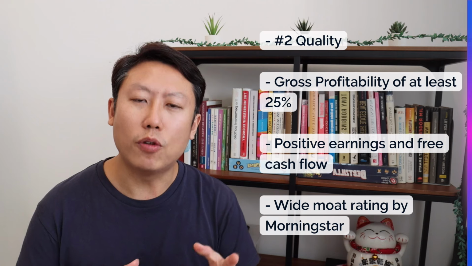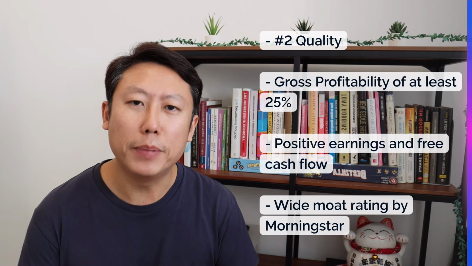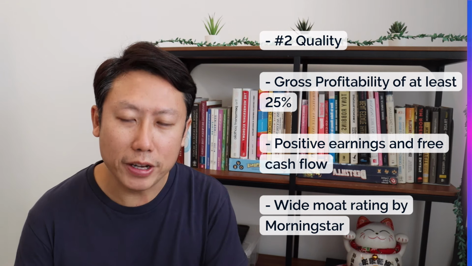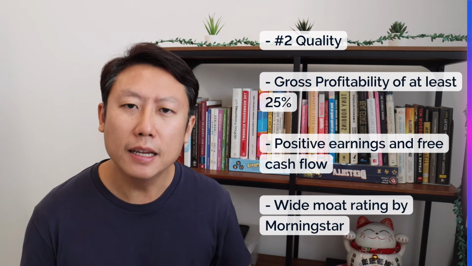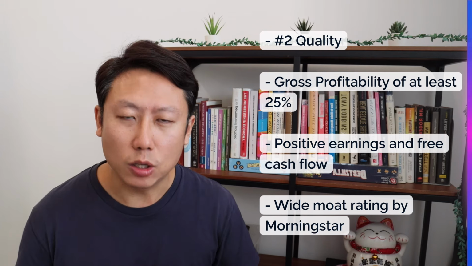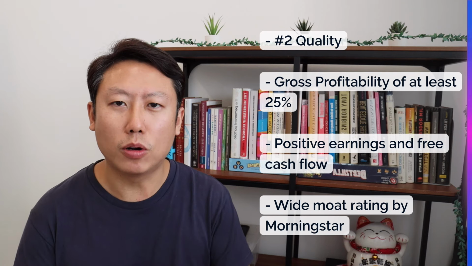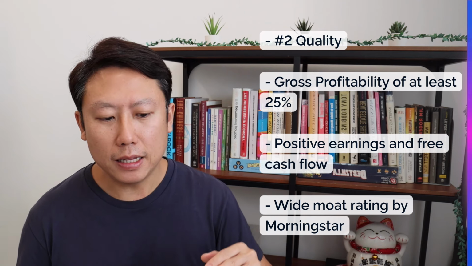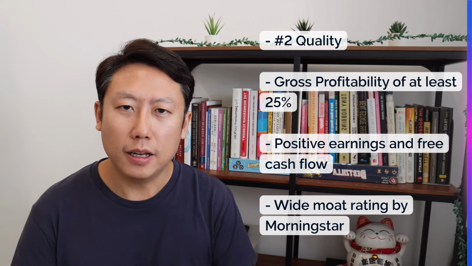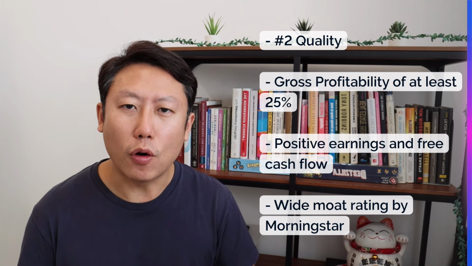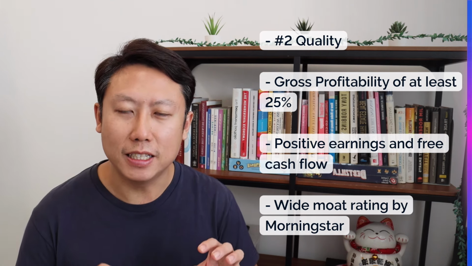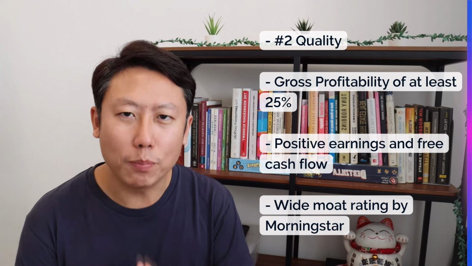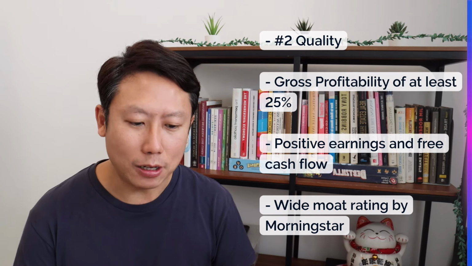And the second is to screen for quality. In this case, I used a combination. The first is I used Novy-Marx's discovery of this factor known as gross profitability. The higher the gross profitability, the higher the quality of the stock. And it's based on gross profit divided by total assets. Okay, so that's what the gross profitability metric is all about. And I filtered for at least 25%. And this 25% is based on the cutoff for the top 20% stocks in the universe. Anything above 25% by gross profitability is the top 20%, the cream of the crop. So that's how I got the 25%.